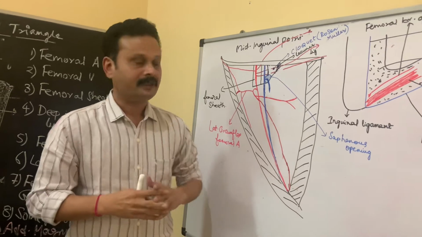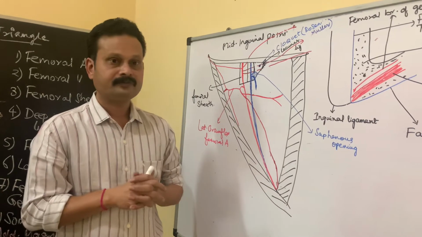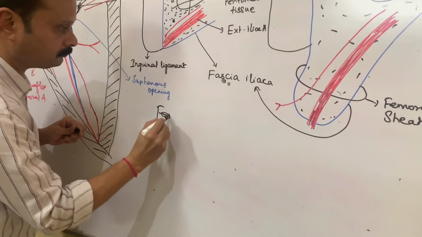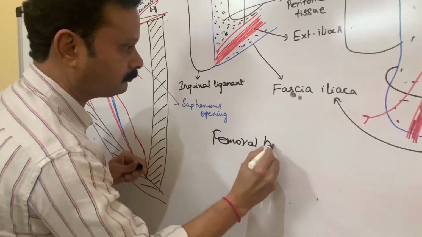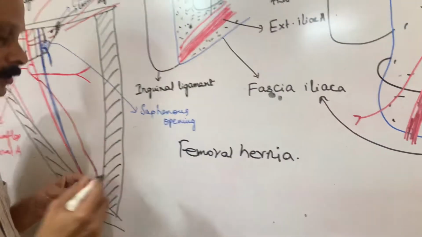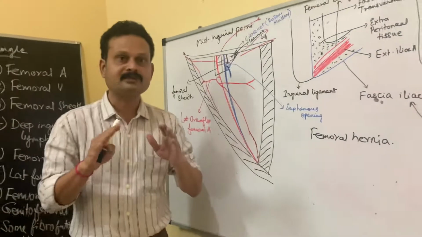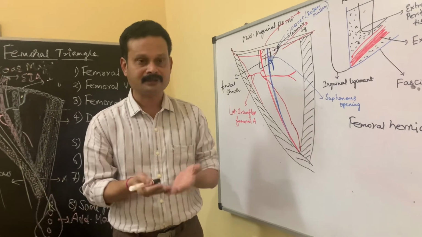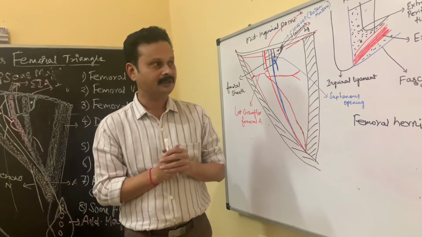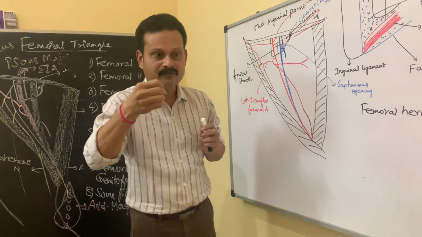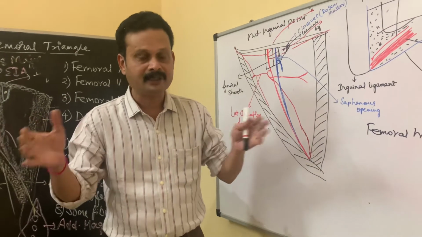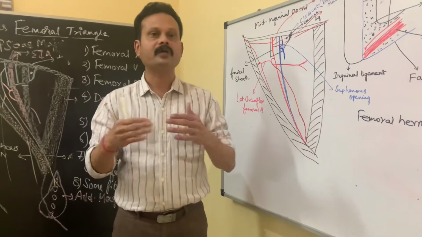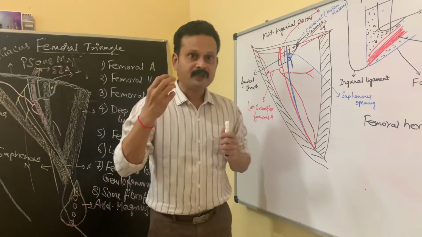Another applied aspect in relation to the femoral canal is femoral hernia. Femoral hernia is most common in females. Why is it most common in females? Because of the wider pelvis in females and the narrow diameter of the femoral vessels. Because of the wider pelvis and the narrow diameter of the femoral vessels, the chances of femoral hernia are more in females. What is herniation?